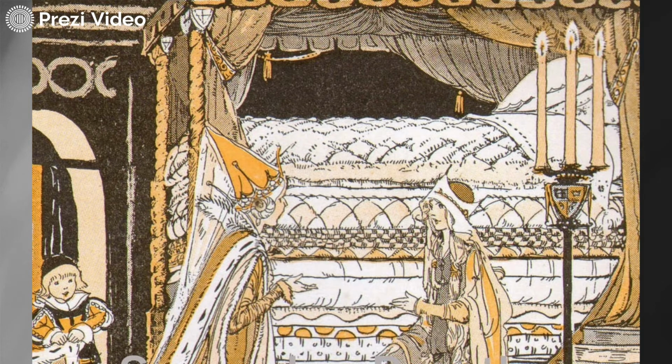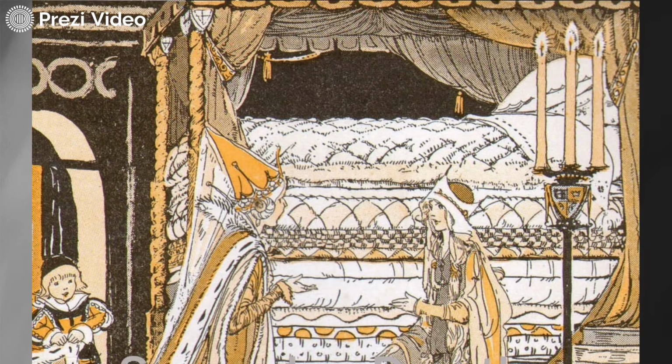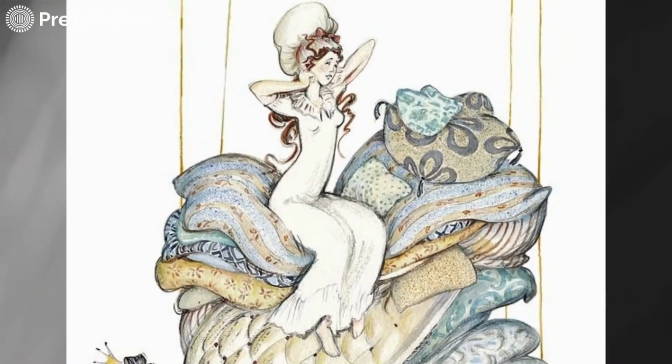Then, the prince's mother offers the princess to sleep in the bed until the following day. In the morning, the princess was asked how she had slept, and she claimed to have a horrible and sleepless night. She even had a bruise on her back. With that as proof, the prince marries the princess.